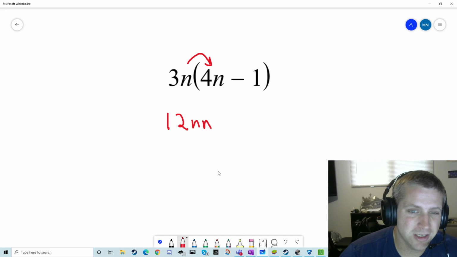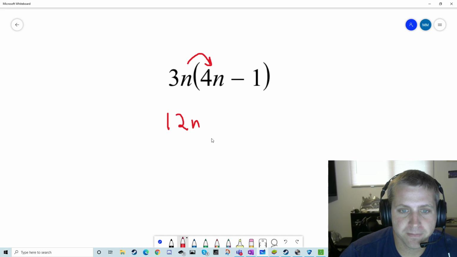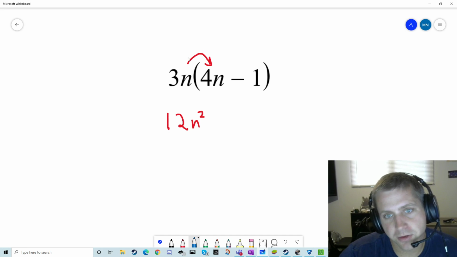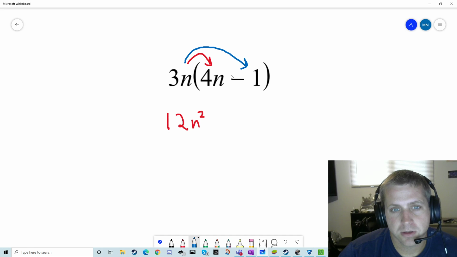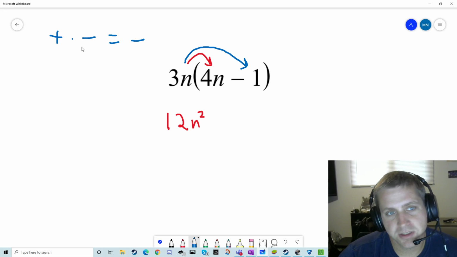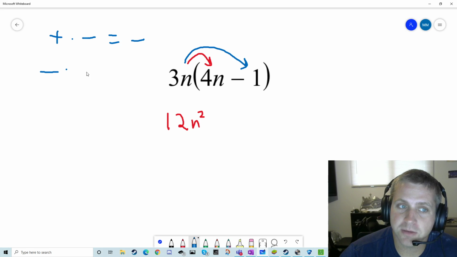So if you're typing it to me in the chat and forums, you can just type it as nn, but we'll go n squared. That means the same thing. N times n is n squared. The second thing I'm going to do is take it and multiply it by the other one. So 3n times negative 1. Anytime you have a positive times a negative, it always is going to end up as a negative. If they're different symbols, it ends negative. If you have the same symbol, even negative times a negative, you end positive.